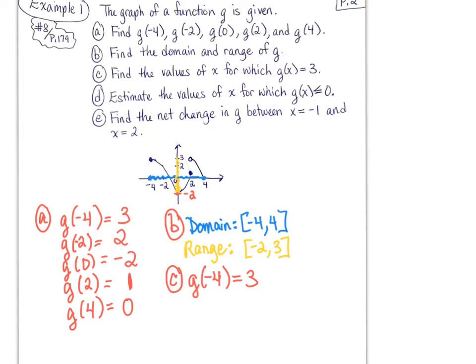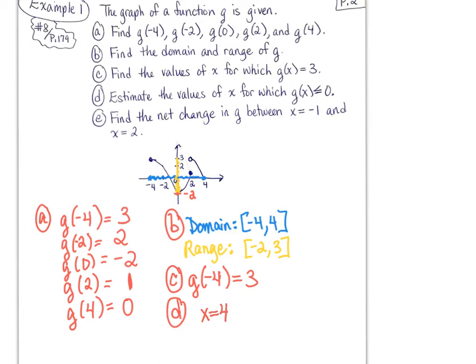Part D. We want to estimate the values of x for which g of x is less than or equal to 0. What are the values of x for which g of x is less than or equal to 0? 4, right? Because at 4, g is actually equal to 0. So that's part of our answer. So x equals 4 will be part of our answer.